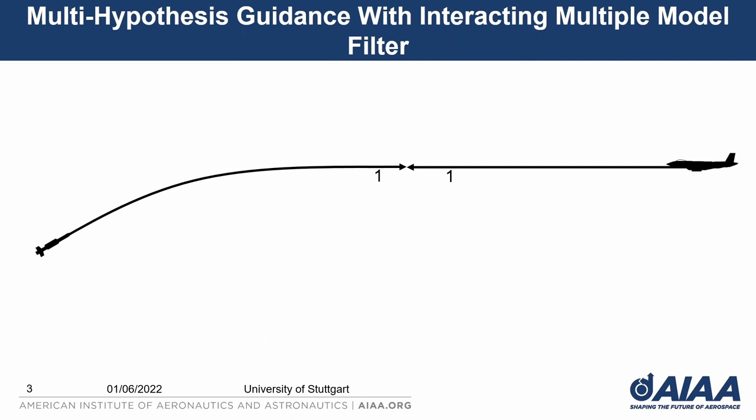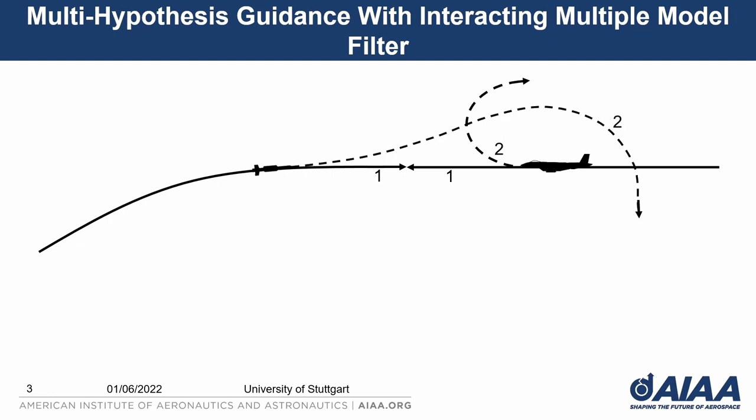Here, the approach for a single hypothesis guidance is shown. It assumes that the target is going to follow one hypothesis forever, in this case that it's flying in a straight line. If it turns out at some later point in time that the target is actually following another maneuver, in this case maneuver 2, the interceptor has to correct its course due to the changing predicted intercept point. In this case, it has to pull upwards.